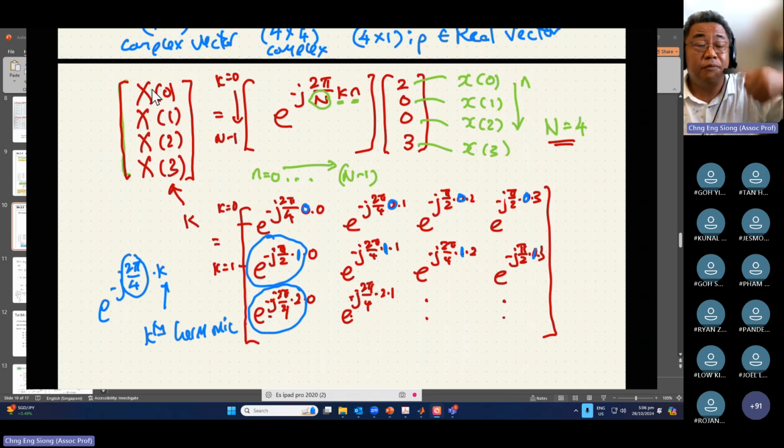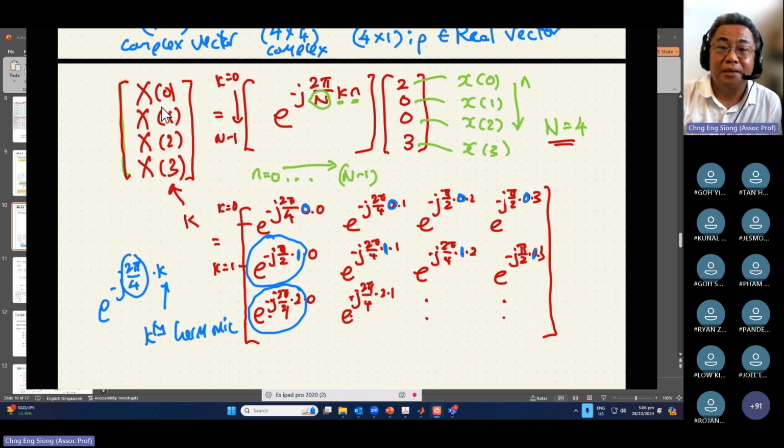Therefore, each element of this big X is actually telling me the contribution, or how important this frequency is for different harmonics. The larger the value means that my x is more related to that frequency. That's the interpretation.